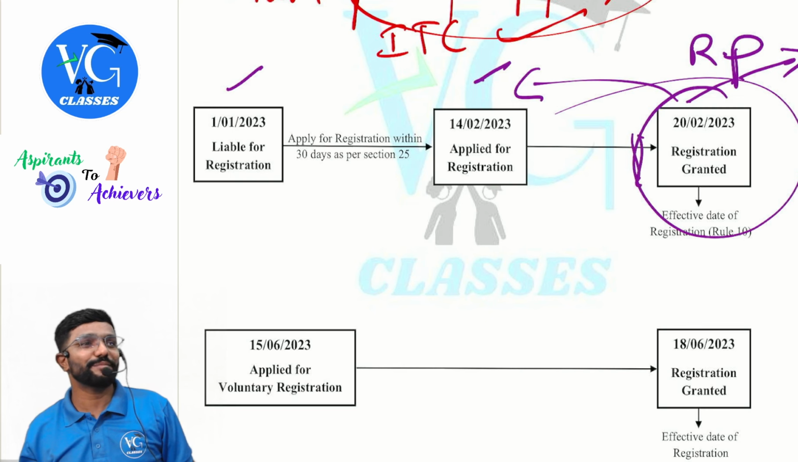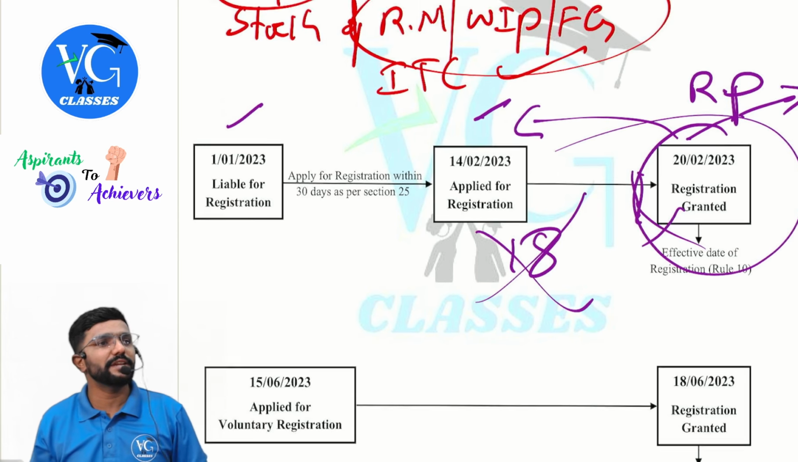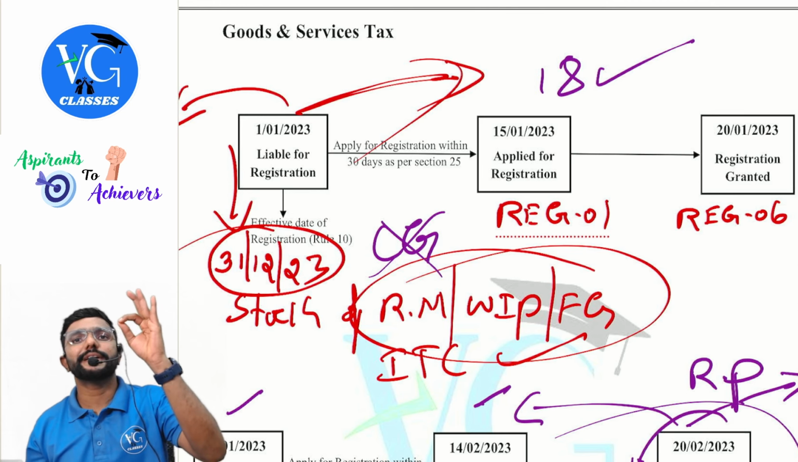You didn't apply within the time we told, so we will not give you that benefit. So, is this part covered in section 18? No. Only this is covered in 18. Got it?